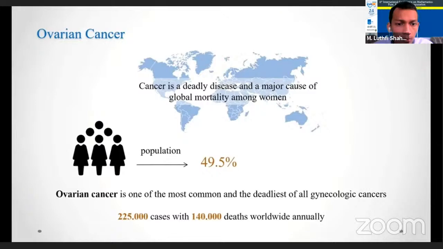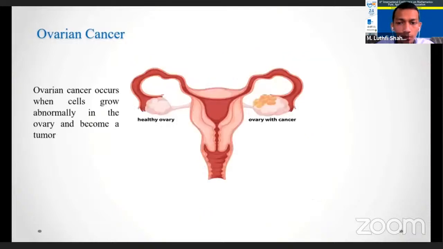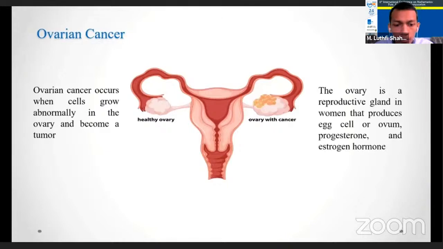The approximated annual occurrence is 225,000 cases with 140,000 deaths worldwide. Ovarian cancer occurs when cells grow abnormally in the ovary and become a tumor. What is the ovary? The ovary is a reproductive gland in women that produces egg cell, progesterone, and estrogen hormone. The ovary with cancer looks swollen and has a tumor that develops.